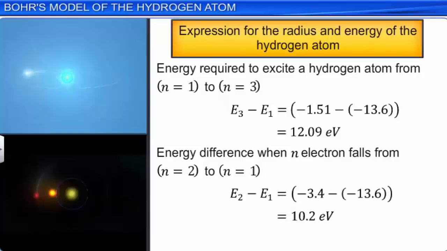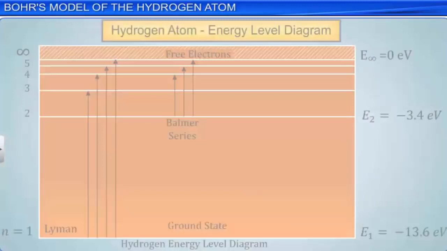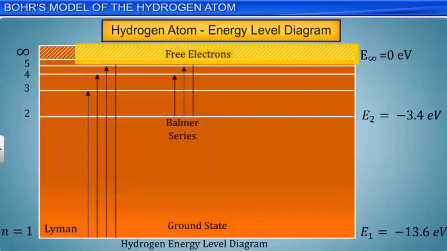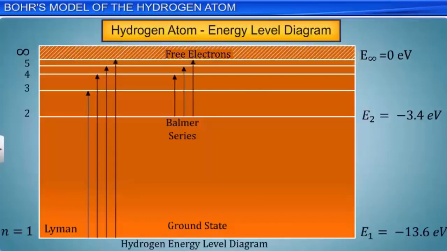We can observe the various energy states of the hydrogen atom in the form of an energy level diagram as shown. In this diagram, the 0 electron volts corresponds to the energy of n equal to infinity, which is the highest energy state. This is the energy when the electron is completely removed from the atom and is at rest.